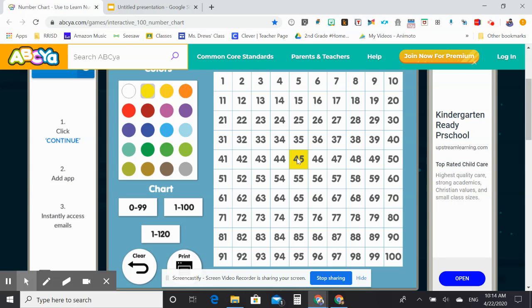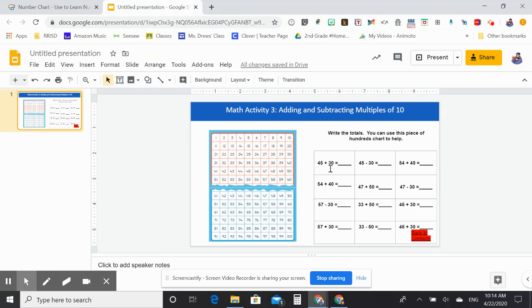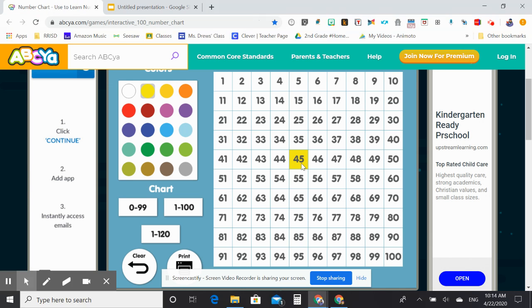So if I'm looking at that 45 plus 30, I'm going to add 3 tens, okay? Because if I look at that 30, there's 3 tens, no ones. So I'm only going to add 3 tens. So what I can do is I can go down my hundredths chart, 1, 2, 3, okay? And when I went down, look what happened to my tens. 4 tens, 5 tens, 6 tens, 7 tens. 1, 2, 3 different changes. Okay, so I know my answer for that one would be 75.